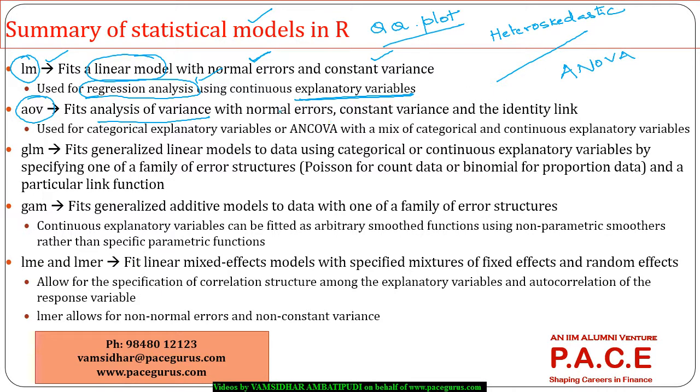This also assumes that my errors are normally distributed, there is no heteroscedasticity with respect to the error terms, and I have the identity link. We'll talk about it when we are using the ANOVA. When my explanatory variables are more and more categorical, then I would be using AOV as a function on my data. Similarly, if my data has a mix of both categorical as well as continuous variables, then I can use it as ANCOVA. Both of them are facilitated through the same kind of mechanism. So AOV can be used to perform ANOVA as well as ANCOVA, depending on whether my explanatory variables are more of factors or a mixture of factors and continuous variables.